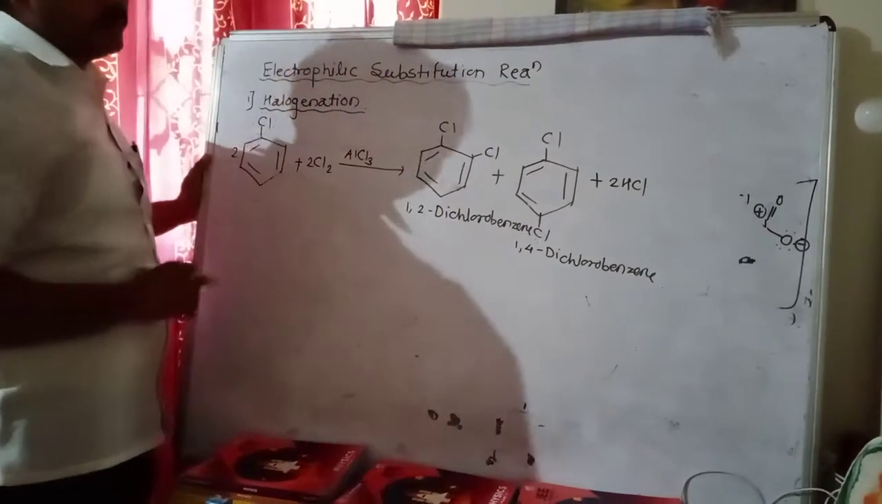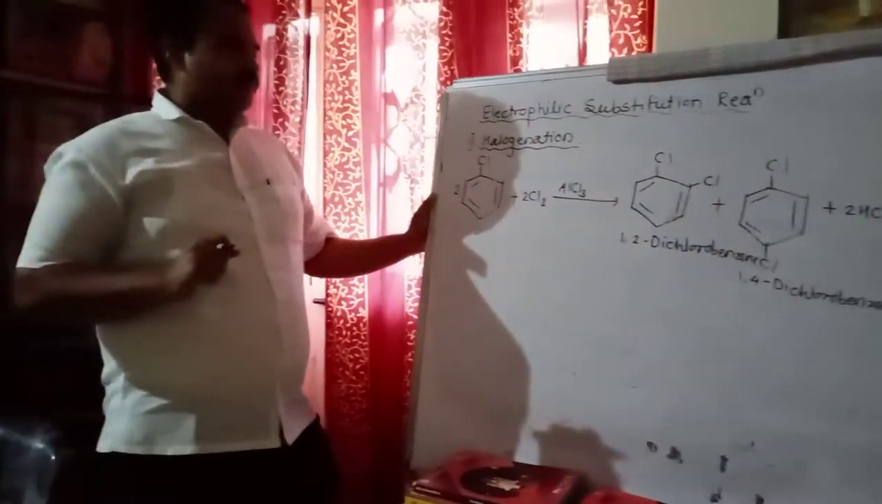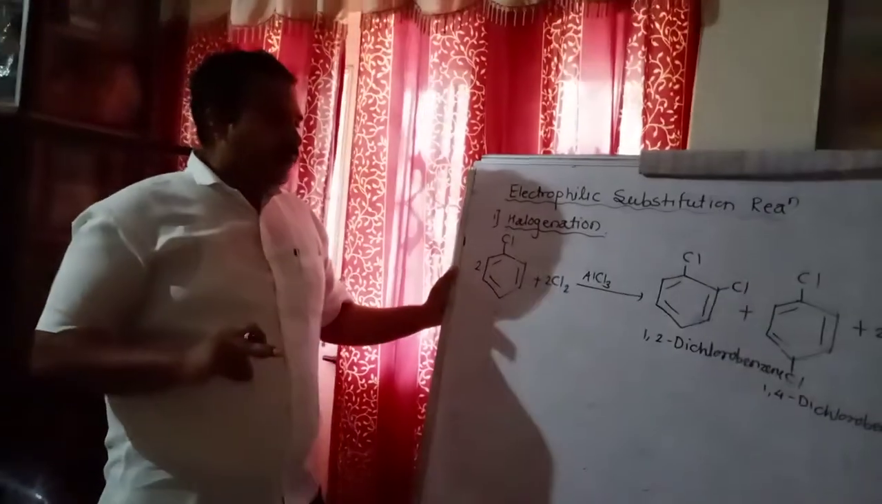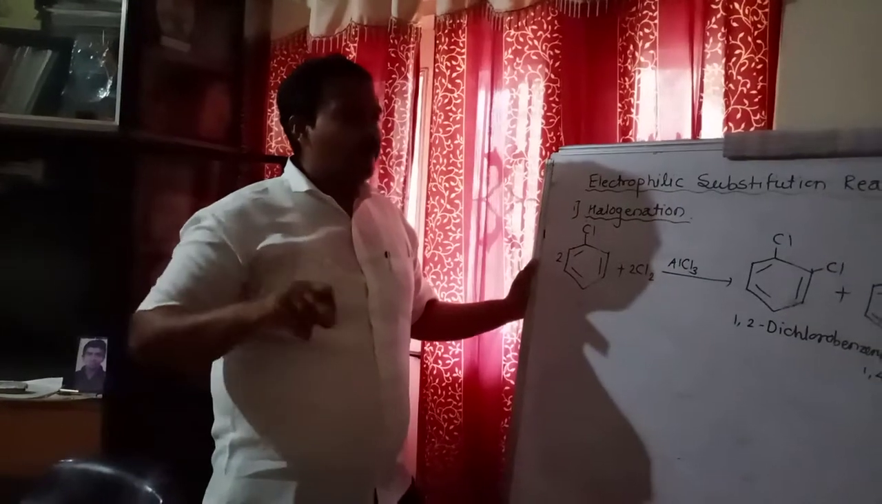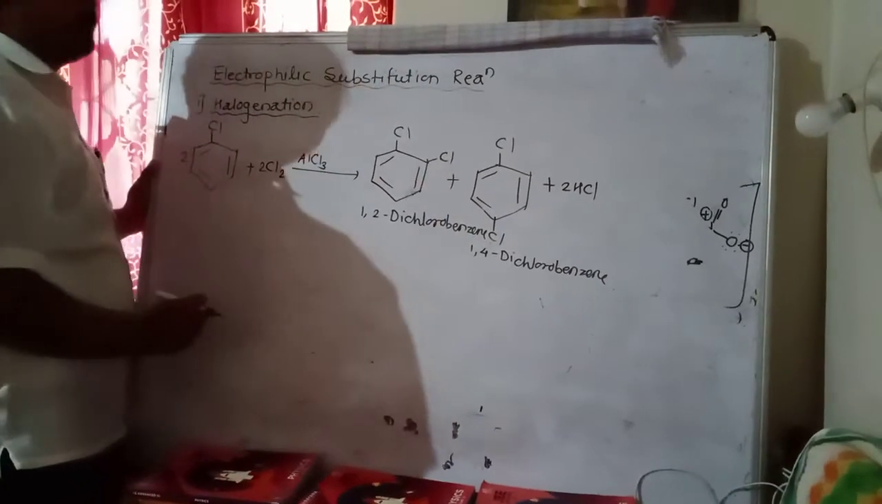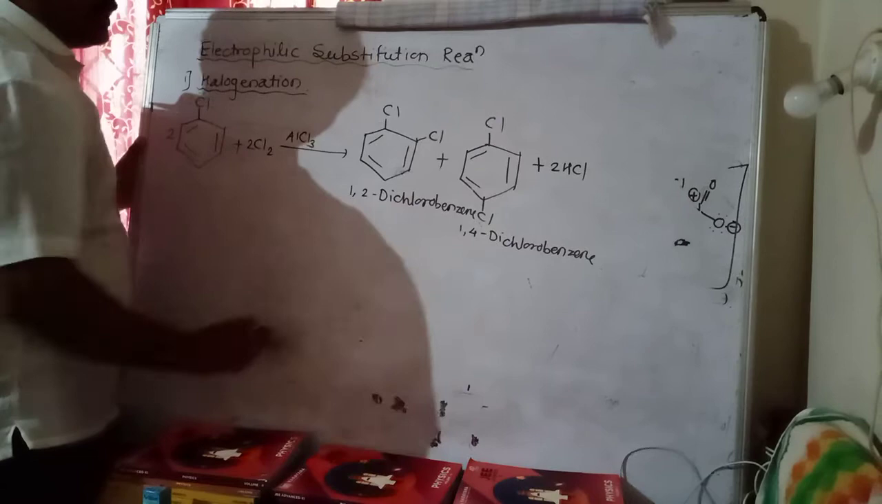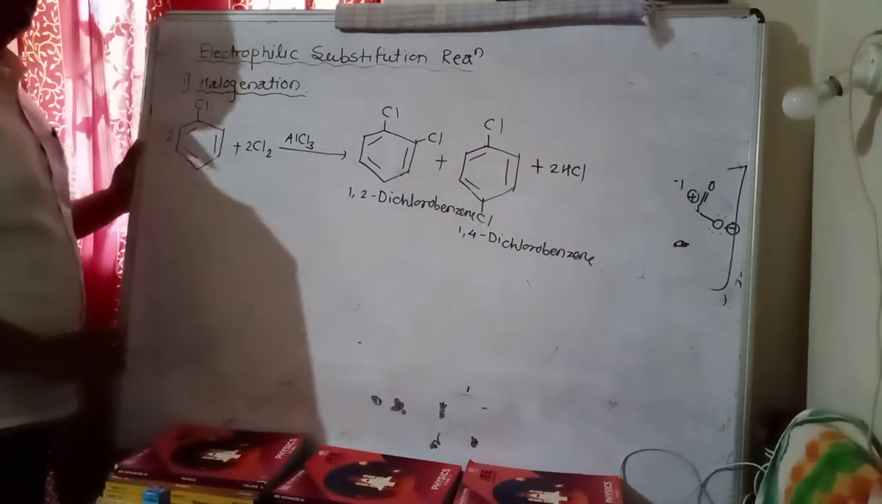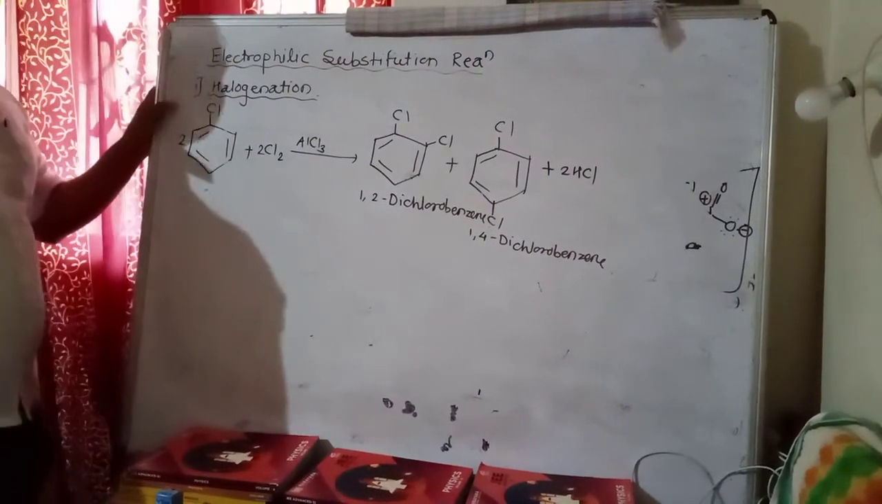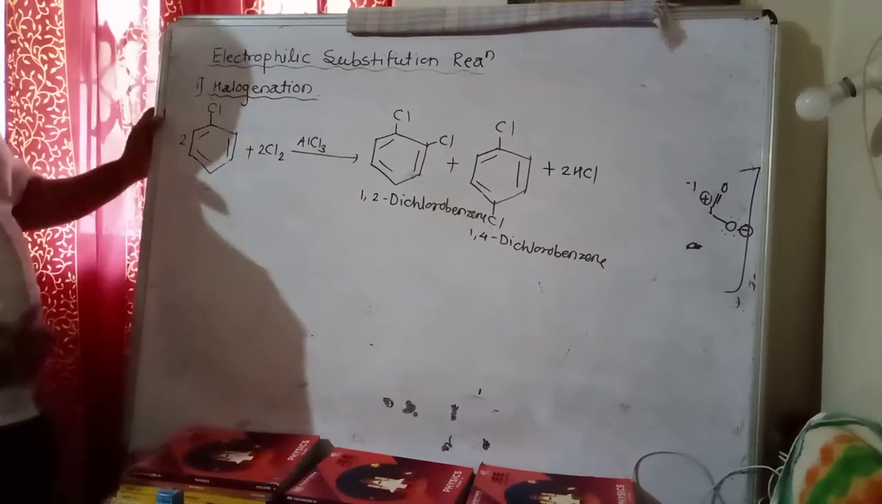Keeping this reaction in mind, in your examination another question may be asked: how will you convert chlorobenzene into orthodichlorobenzene or para-dichlorobenzene? It is a structure. The name of this structure is orthodichlorobenzene and the name of this structure is para-dichlorobenzene. IUPAC names are 1,2-dichlorobenzene and 1,4-dichlorobenzene. Halogenation is one example of the electrophilic substitution reaction.